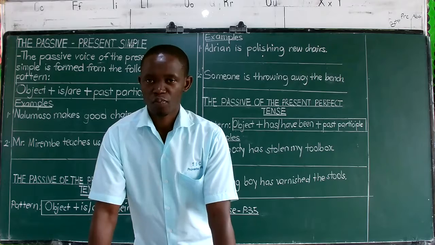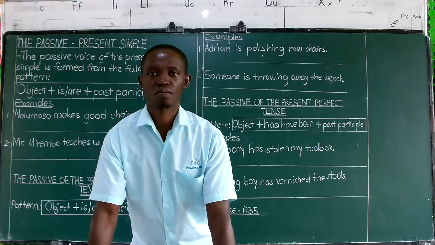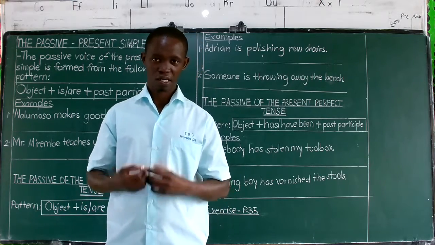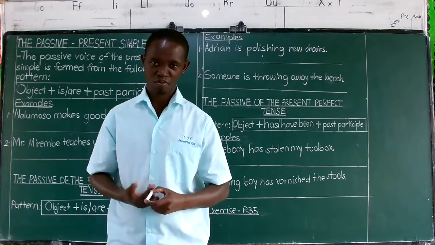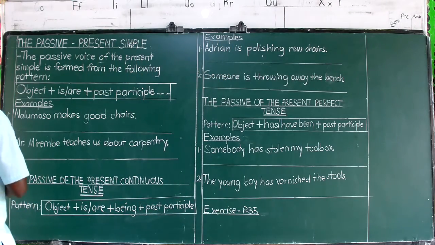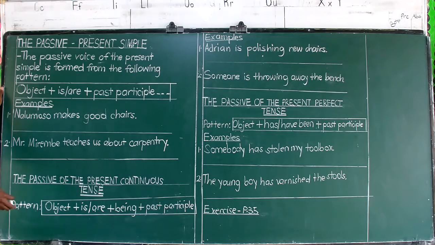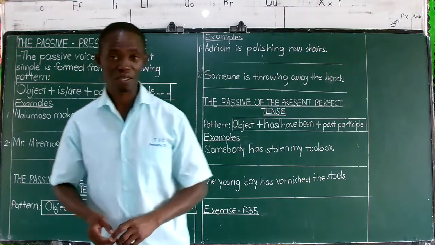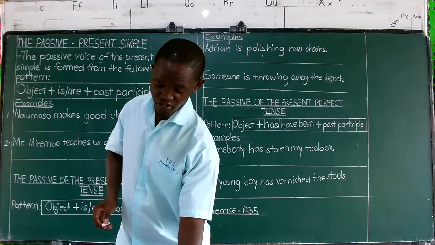We are looking at the topic occupations, and under occupations, we are looking at the subtopic carpentry. Still under carpentry, we are looking at tenses, and under tenses, we are looking at the passive voice. The passive voice of different tenses, especially tenses that have the word present in them. In other words, we are looking at the passive of present tenses. There are many tenses with the word present in them.